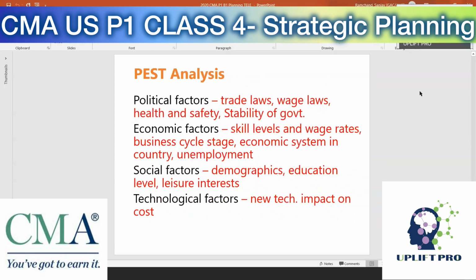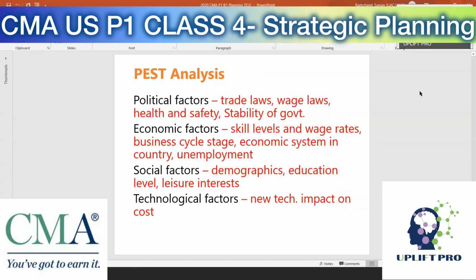PEST stands for political factors, economic factors, social factors, and technological factors. PEST analysis includes analyzing your trade laws, wage laws, health and safety, stability of the government, environment, and what type of government is functioning in that particular market. All that is political factors. Economic factors are skill levels and wage rates, business cycle stage, economic system in the country, unemployment, interest rates, and availability of finances. All that is economic factors.